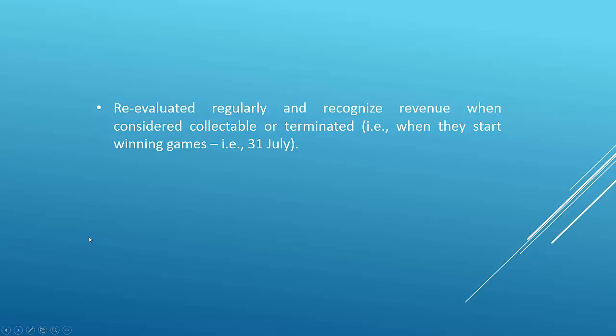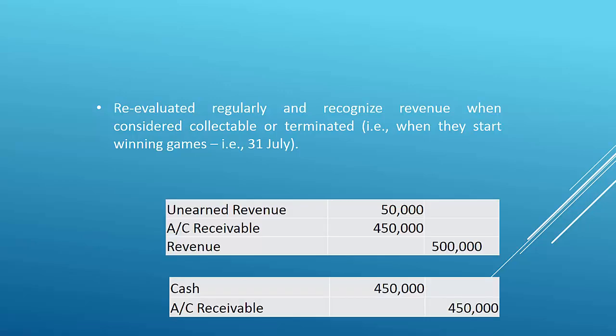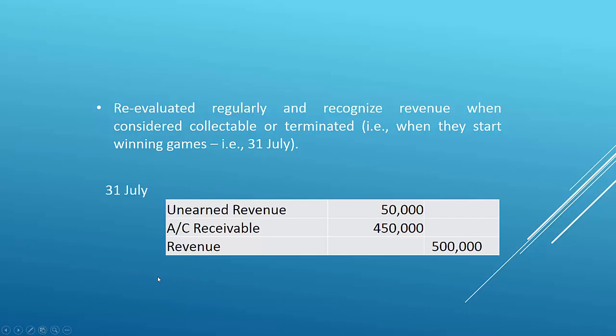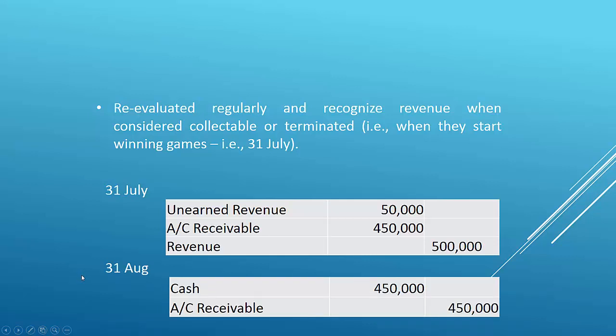Now, fortunately, the Waratahs started winning games, and by the 31st of July, it was determined that they would be able to survive the season. Hence, you would get paid for the scrum machine. So, collectability was resolved on the 31st of July, and this suggests that on the 31st of July, we'd recognise the revenue, the full amount, $500,000. The amount that you'd previously recognised as unearned would now be recognised as earned, and you'd recognise an account receivable for the balance that's outstanding of $450,000.